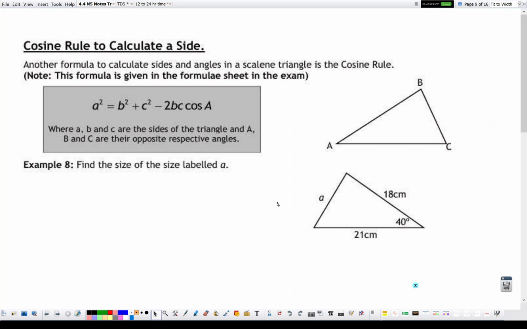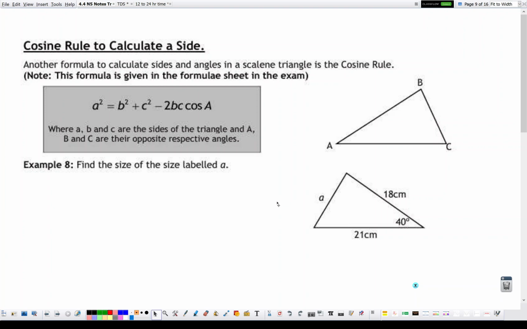So, cosine rule to calculate a side. We're learning a new rule, which is the cosine rule. Last week we looked at the sine rule, which again was angles and sides and triangles: a over sine A equals b over sine B equals c over sine C. And there is a separate rule for when you have slightly different sides and angles involved, and that is when you use the cosine rule.